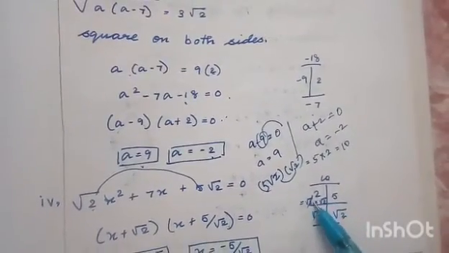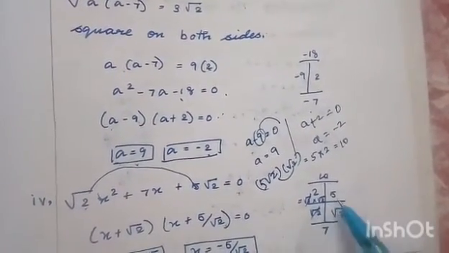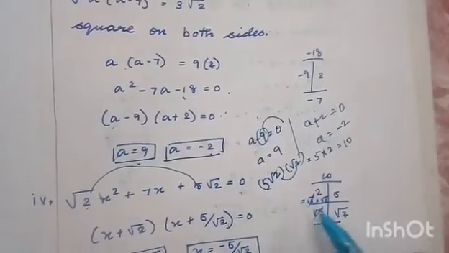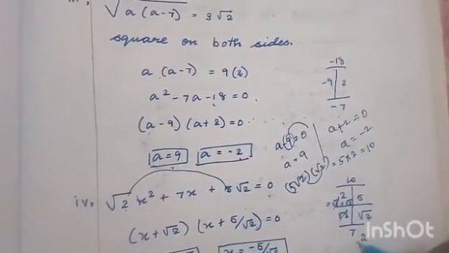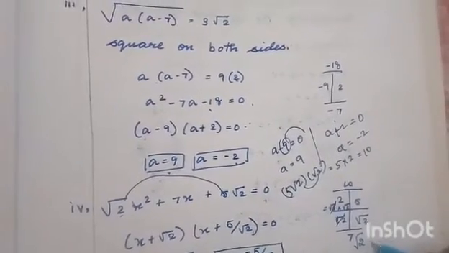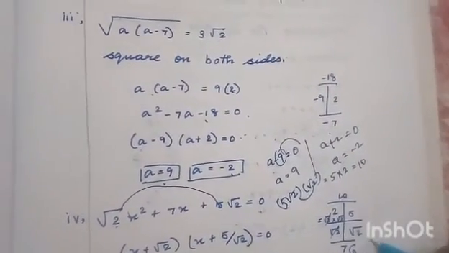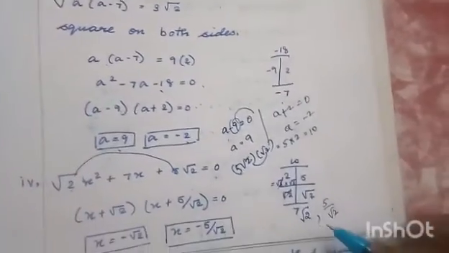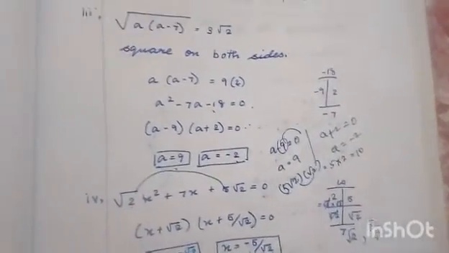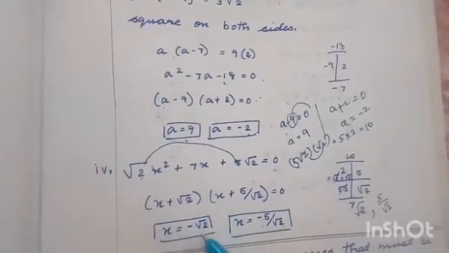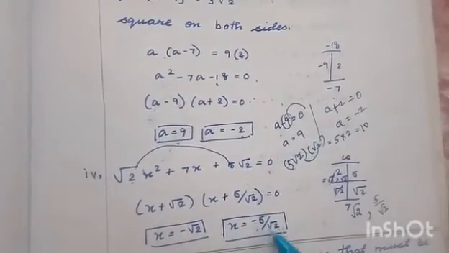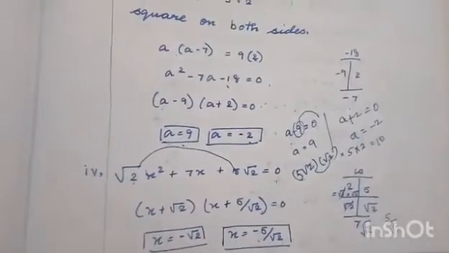So 2 is written as root 2 into root 2 by root 2, and 5 by root 2. Root 2 cancels. After cancelling we have the factors root 2 comma 5 by root 2. So that is x plus root 2 into x plus 5 by root 2 equal to 0. So x equal to minus root 2, x equal to minus 5 by root 2.